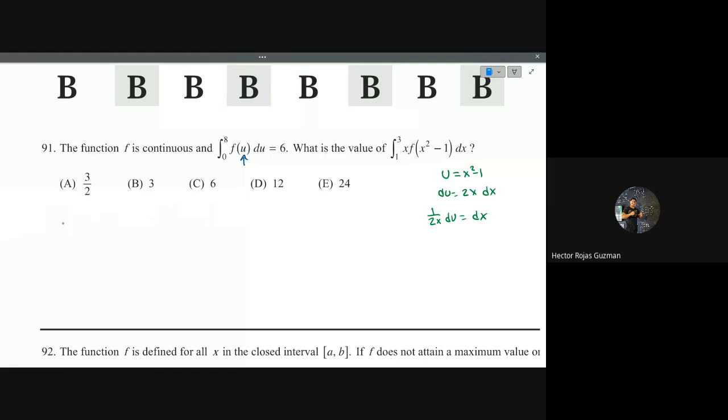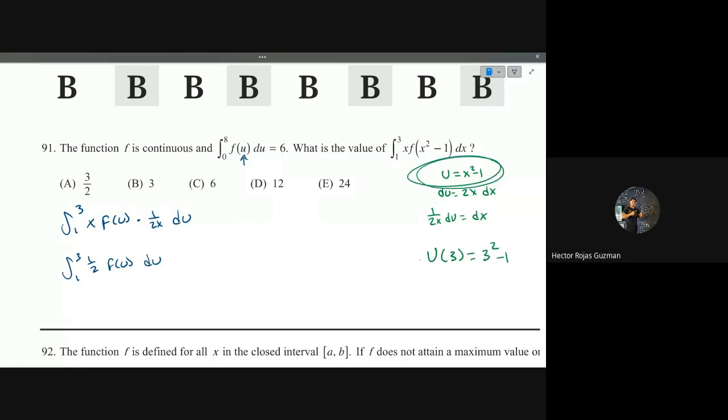The integral from 1 to 3 of x f of u times 1 over 2x du. The x's cancel. And you know what? Let's go ahead and change the limits of integration now. If I take my 3 and I plug it in, I'm going to get 3 squared minus 1, using this formula again, which is 8.